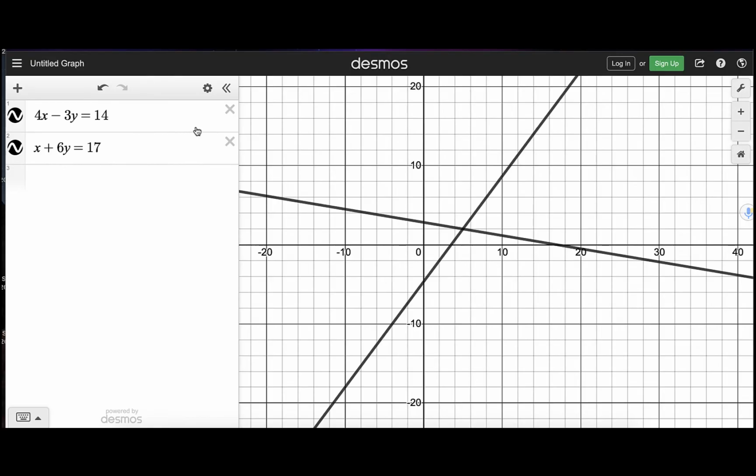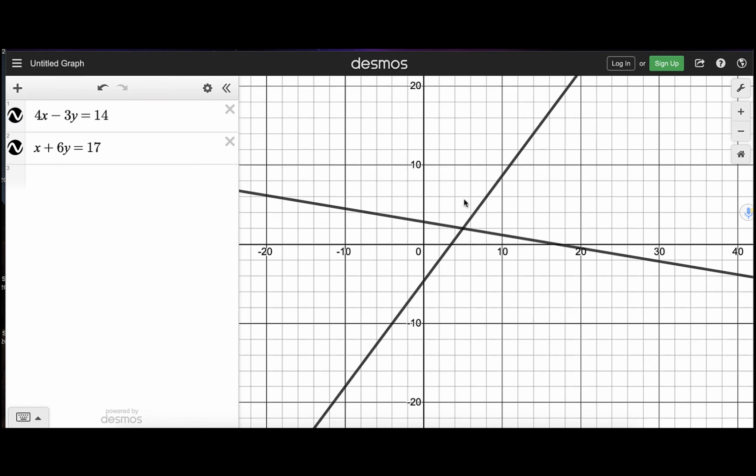If you want to know if you multiplied your equations correctly when you're making new equations, you can also use Desmos. So in addition to finding out what the answer would be, you can also use Desmos to check to see if you multiplied correctly. So here's the problem that we just did. If we chose to multiply one equation, so say the top equation by 2, and we got 8x minus 6y equals 28.